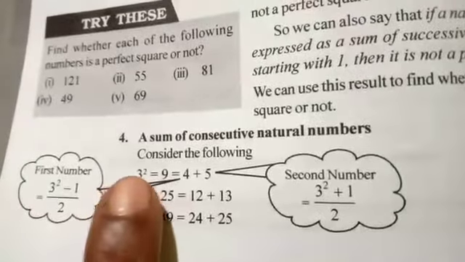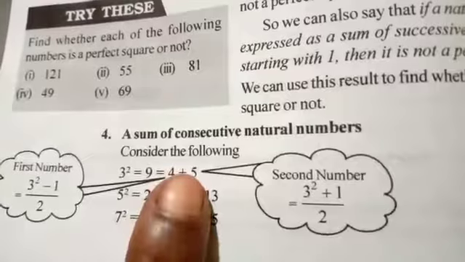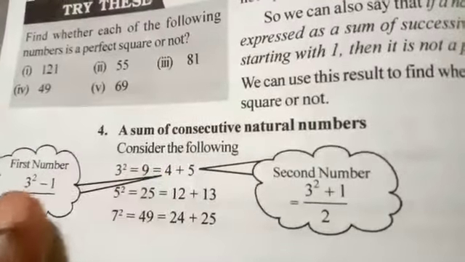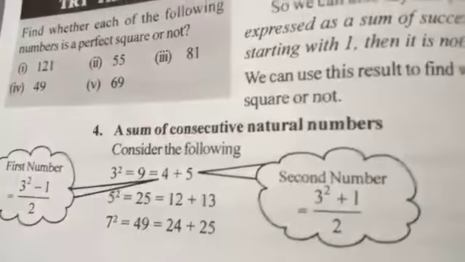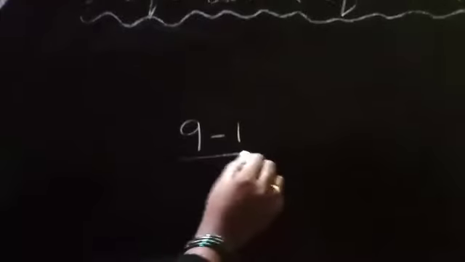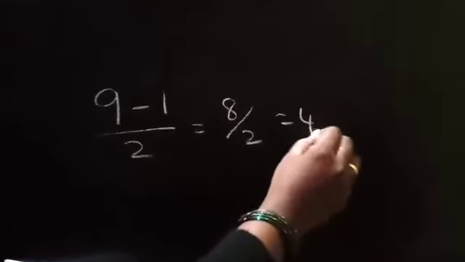3 square is 9. How will this 9 be obtained? 4 plus 5. How are we getting 4? It is 3 square minus 1 by 2. 3 square is what? 3 threes are 9. 9 minus 1 divided by 2. 9 minus 1 is 8. 8 by 2 is 4, we are getting.